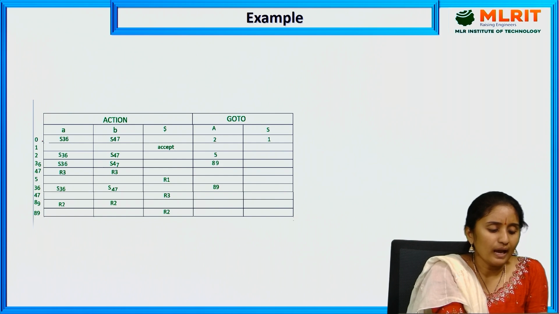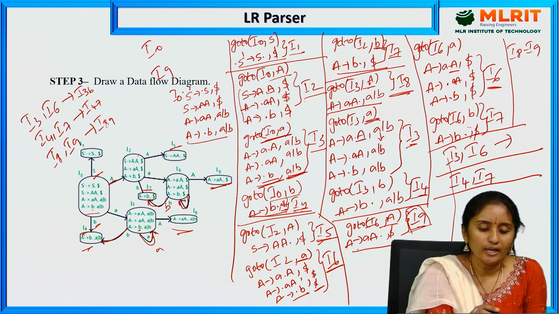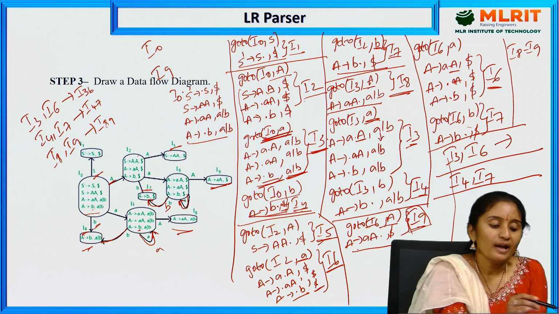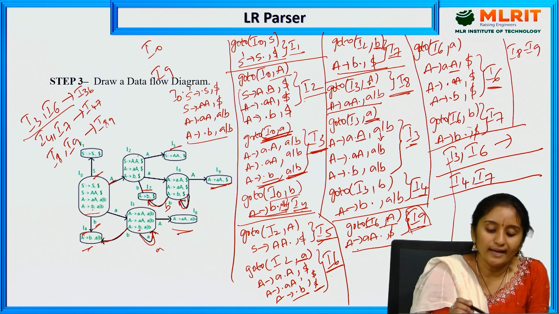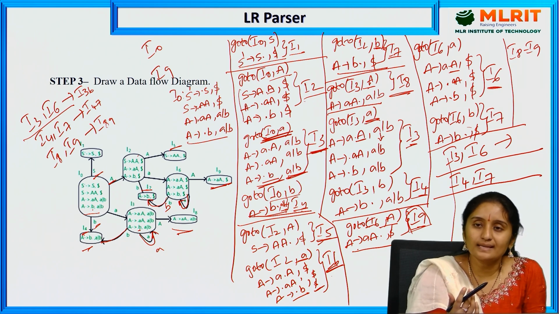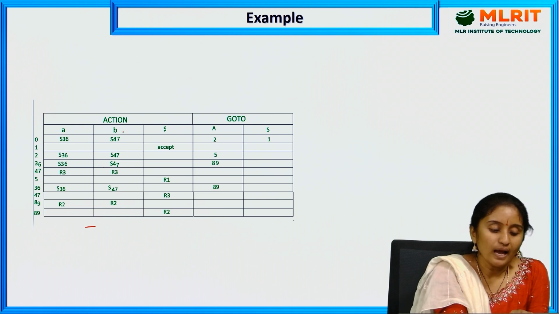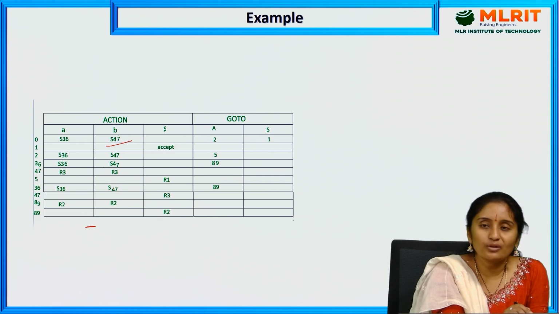So, I0 on A. I0 on small a, it is moving to I3. As I3 and I6 are pointed to the same, wherever you find I3 or I6, we are going to write it as I36. As it is in the action part, we are going to write it as S36. I0 on B, we are going to have S47. This way we are going to plot this based on that diagram.